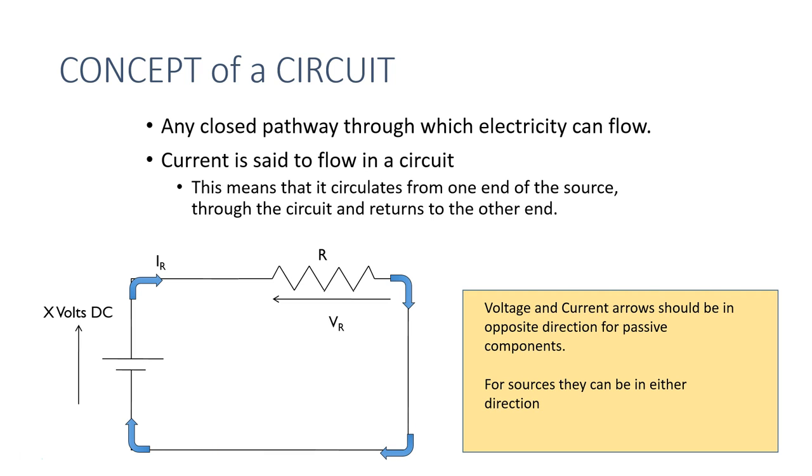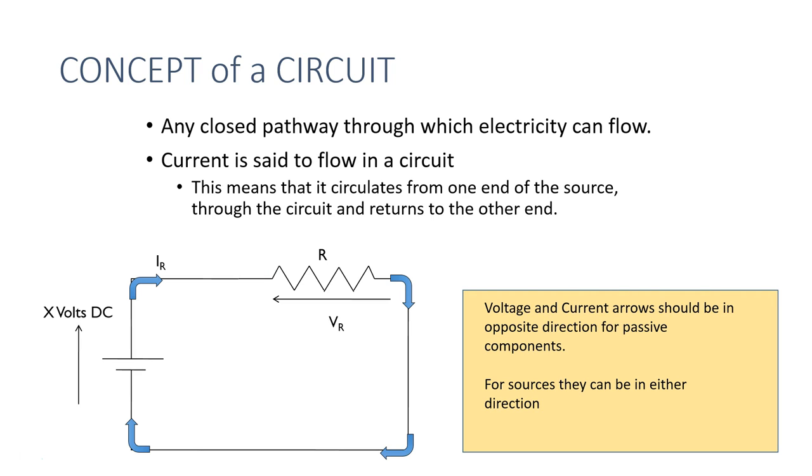Now very importantly, we should note here that the voltage arrow across the resistor here points in the opposite direction to the current. So that is always true for passive components. As long as you specify your voltage in one direction, the current should be in the opposite direction, or vice versa. You specify the current in one direction and the voltage should be in the opposite direction. And this is only true for passive components.